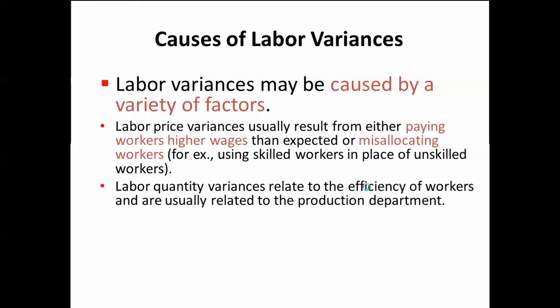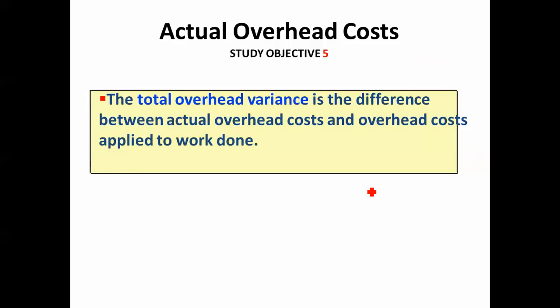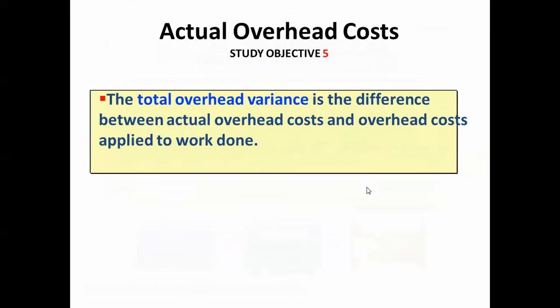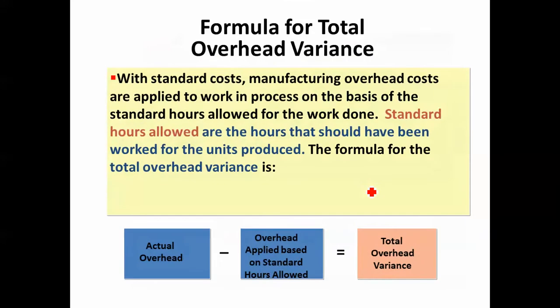And so on. Now, the last thing is the actual overhead cost. The total overhead variance is the difference between what we actually incurred in overhead and what we applied to the work done. Now, with standard cost, manufacturing overhead is applied based on standard hours allowed for the work. So it gets a little complicated here, but this is just sort of an overview for you. Standard hours allowed are the hours that should have been worked for the units produced. And there's your formula, okay? And the actual overhead is the difference between those two.